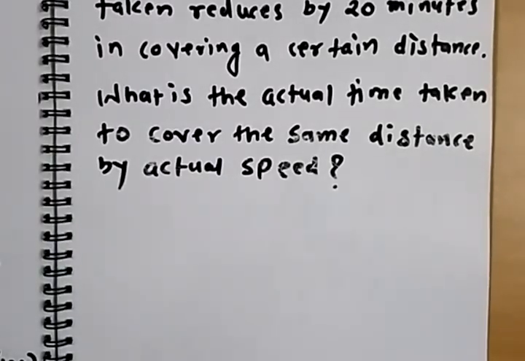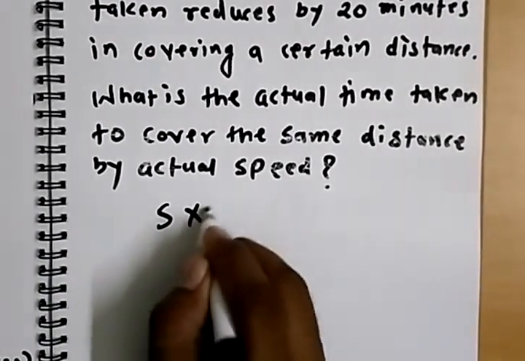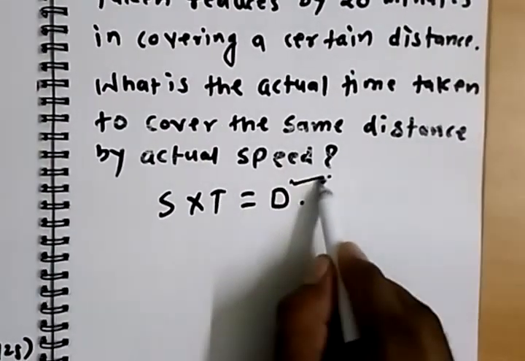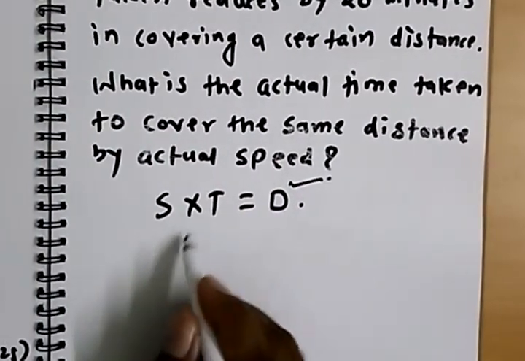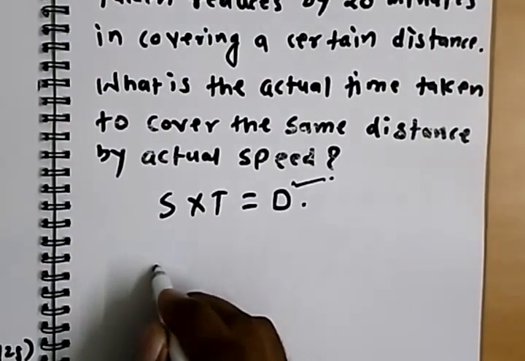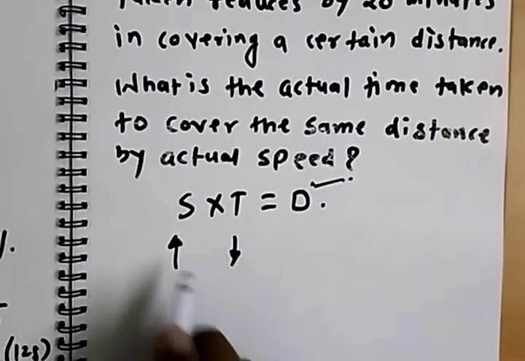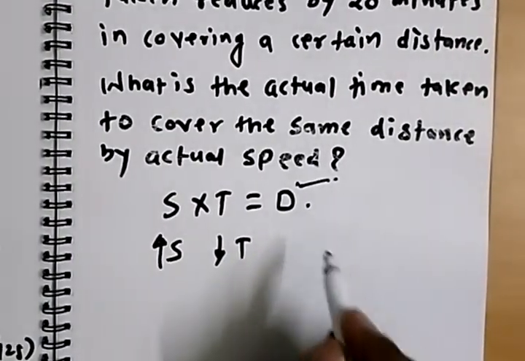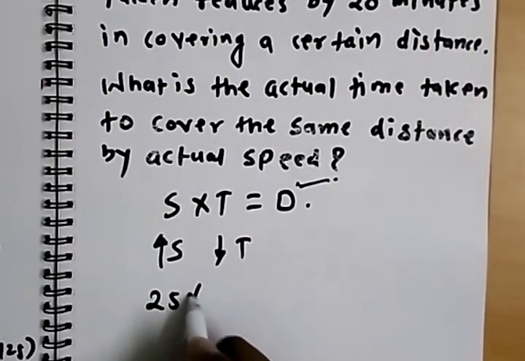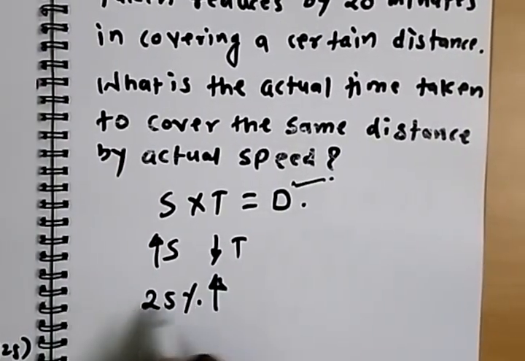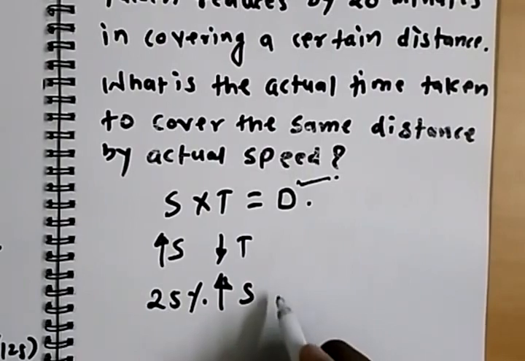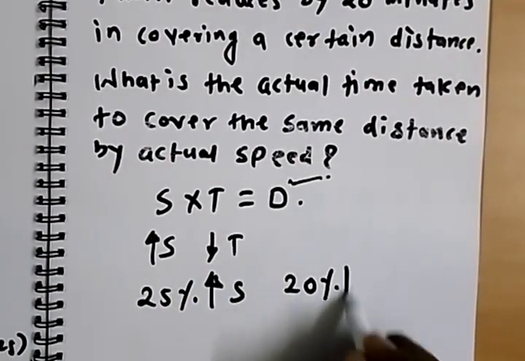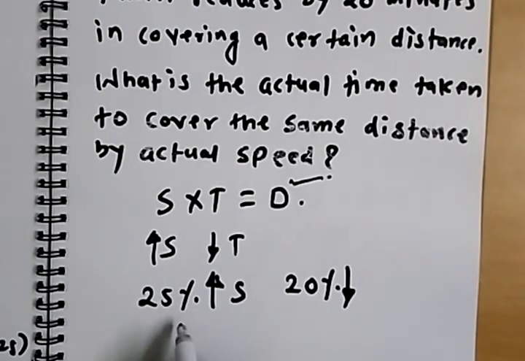So now speed, we all know, speed into time is equal to distance. So this d is constant here, distance is constant. That means speed and time are inversely proportional to each other. If you increase speed, we'll have to decrease time in order to keep this distance constant. Now it is given that speed is increased by 25%. Now, if speed is increasing by 25%, time has to decrease by 20% by using the product stability concept.